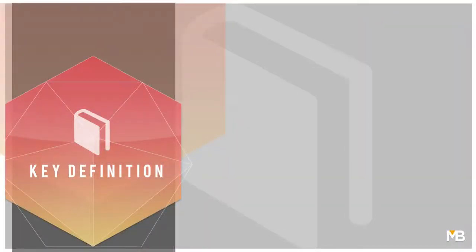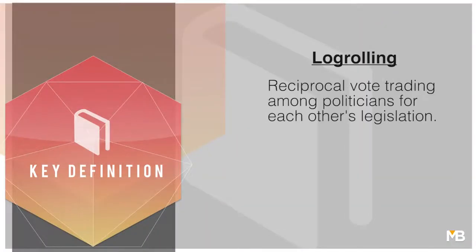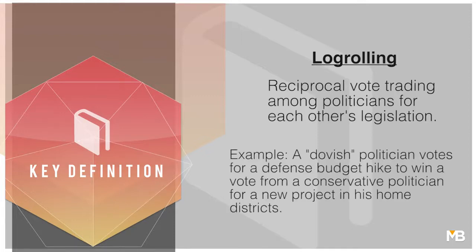Of course, there are a number of other interesting voter behavior models in public choice that you may encounter if you take additional courses in either economics or political science. For example, public choice theory explains the process of log rolling in politics. This involves the well-known practice of reciprocal vote trading among politicians for each other's proposed legislation. For example, a dovish American congressman might vote for an increase in the defense budget in exchange for a promise from a hawkish American congressman to approve a new public works project in the Dove's home district.